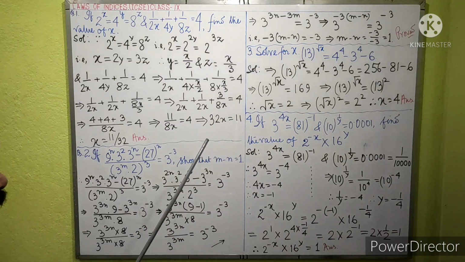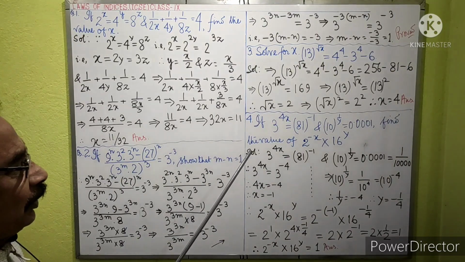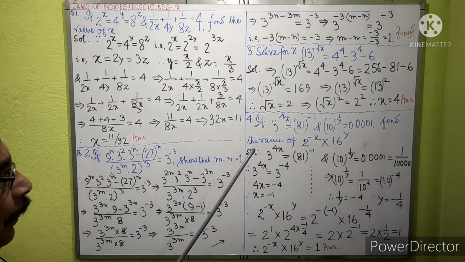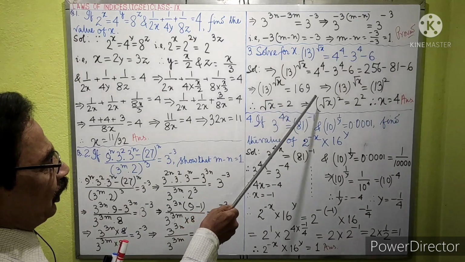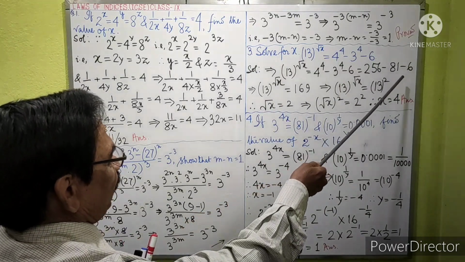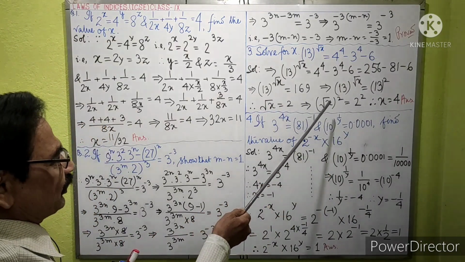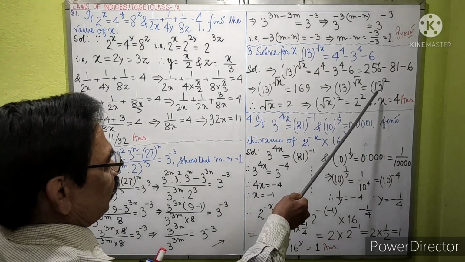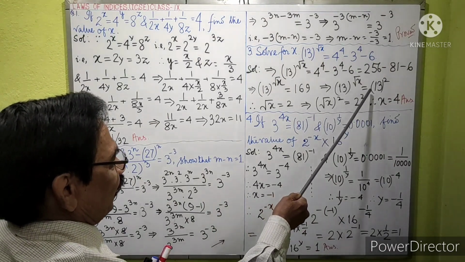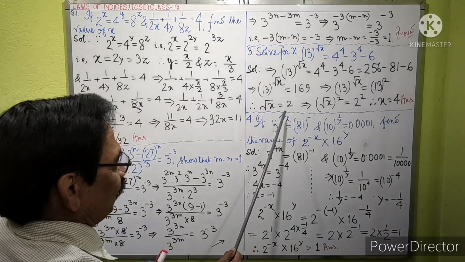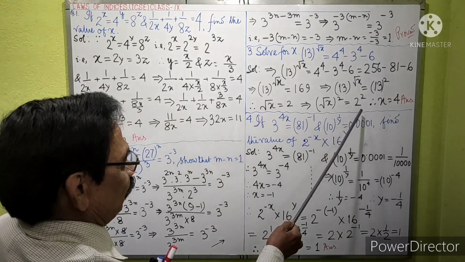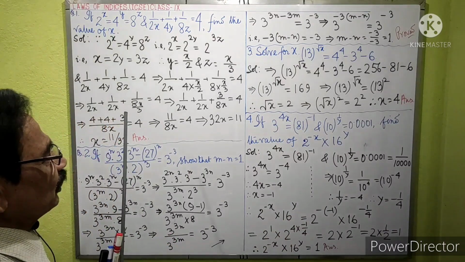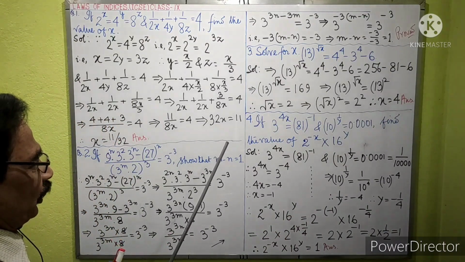And 4 to the power 4 equal to 256, and 3 to the power 4 equal to 81. This is minus 3 to the power 4 and 6. That is 13 to the power root over x equal to 169. By adding and subtracting this, we will get 169. That is 13 to the power root over x equal to 13 square. Therefore, we can easily say that root over x equal to 2, or root over x whole square equal to 2 square, or x equal to 4. This is answer. This is solve for x.